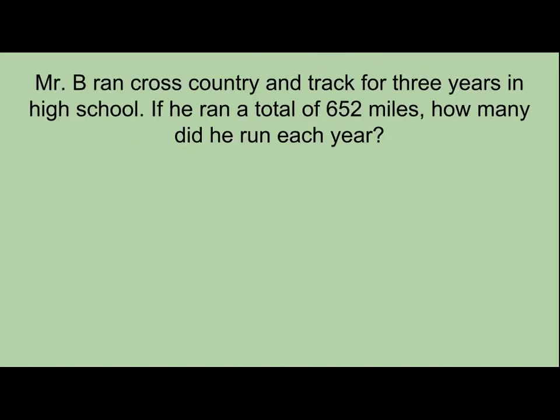So I use the exact same problems that we used from yesterday's video, just to show you that we can get the same answer in different ways. So this is the cross-country problem in which I ran 652 miles, and how many did I run each year? So for the big 7, what we do is we set it up very similar to start, so 652 divided by 3, because that's our important information.